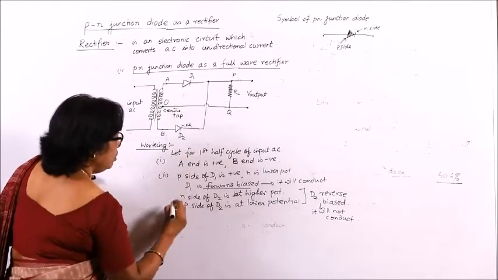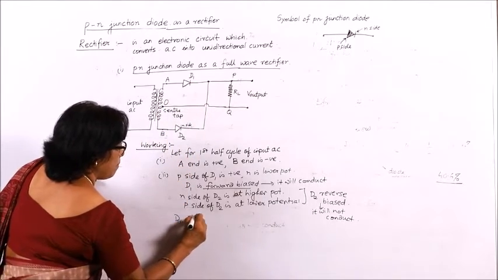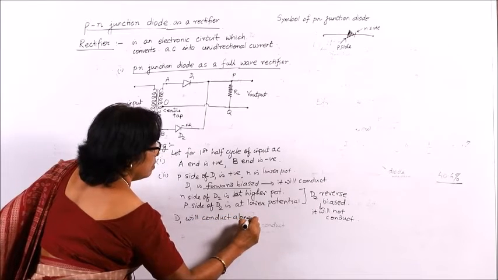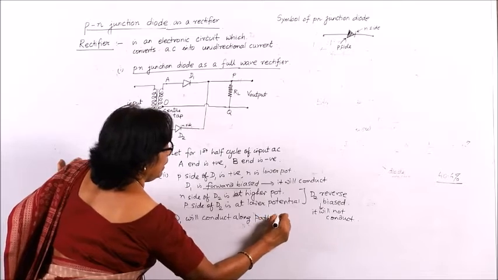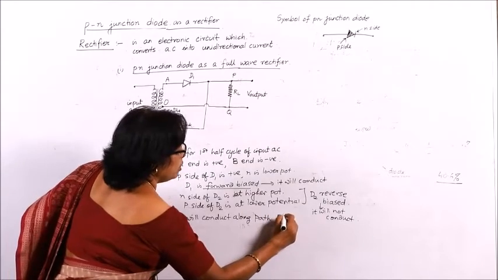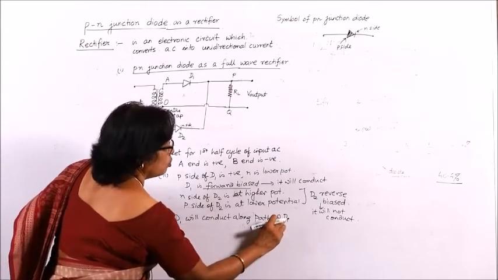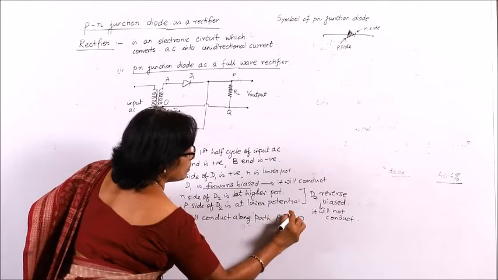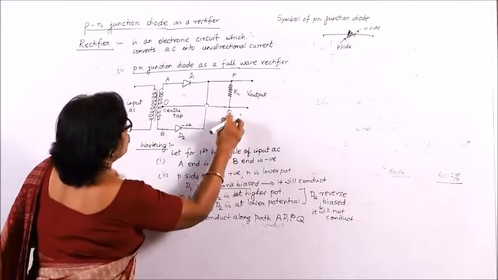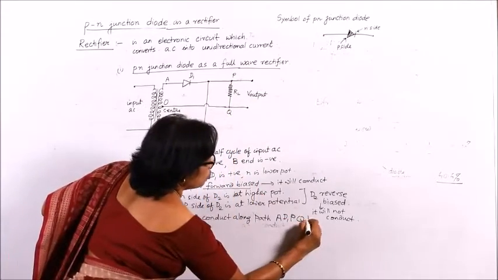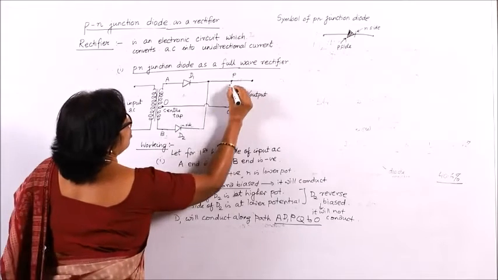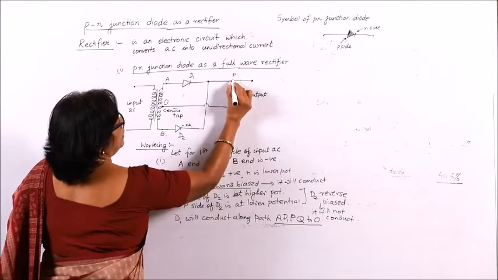So D1 will conduct along the path A, then through D1, then it will go to P, then it will go to Q, P to Q, then to O. So, in this path, that means current in the load will move from P to Q.